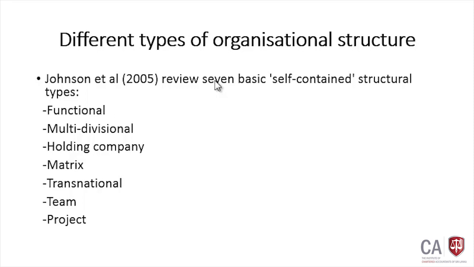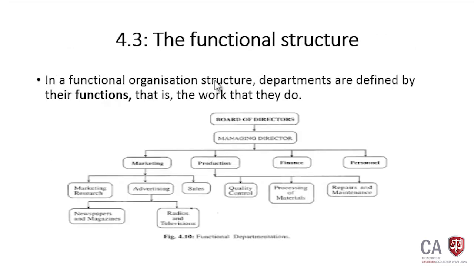So we want to discuss the structures in detail. First of all, we'll discuss the functional structure. In a functionally organized structure, departments are defined by their functions, that is the work that they do. So, internally we arrange the activities based on the task they perform. For example, people who perform marketing related activities are grouped into a marketing department. People who perform production related activities are grouped into a separate department called the production department.